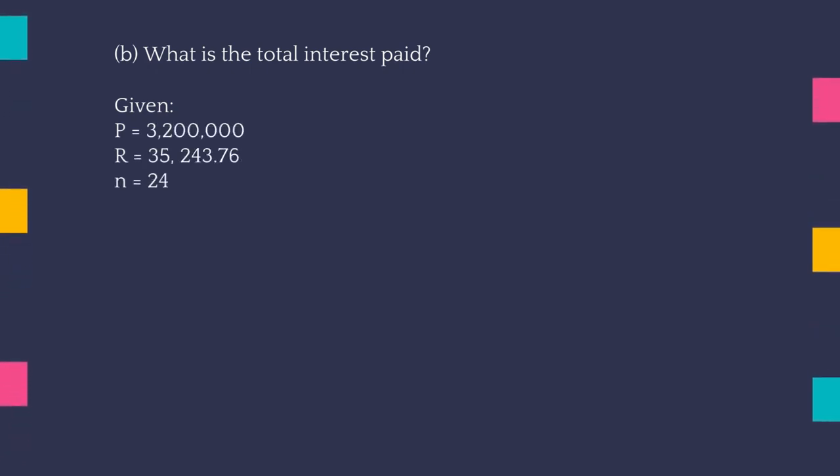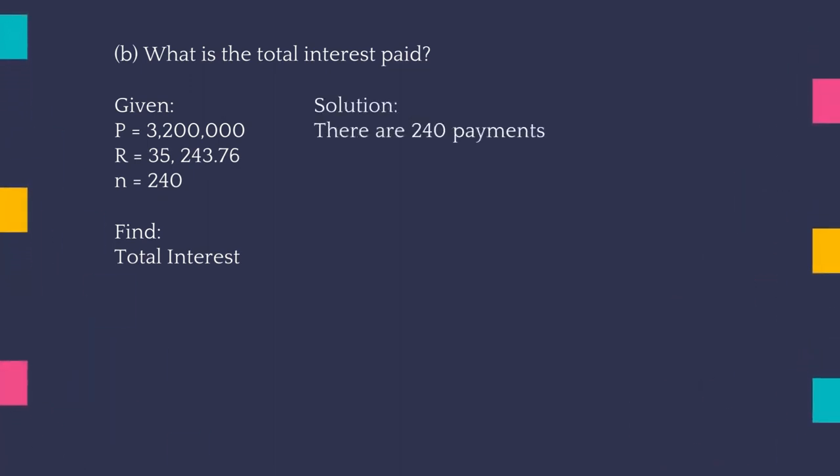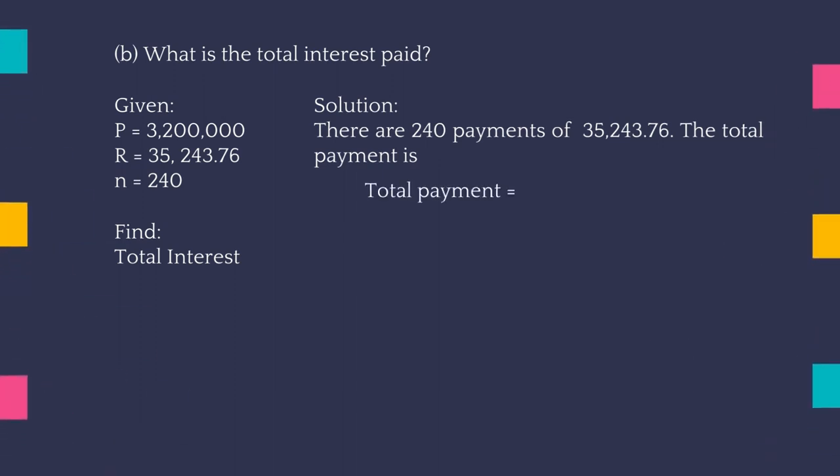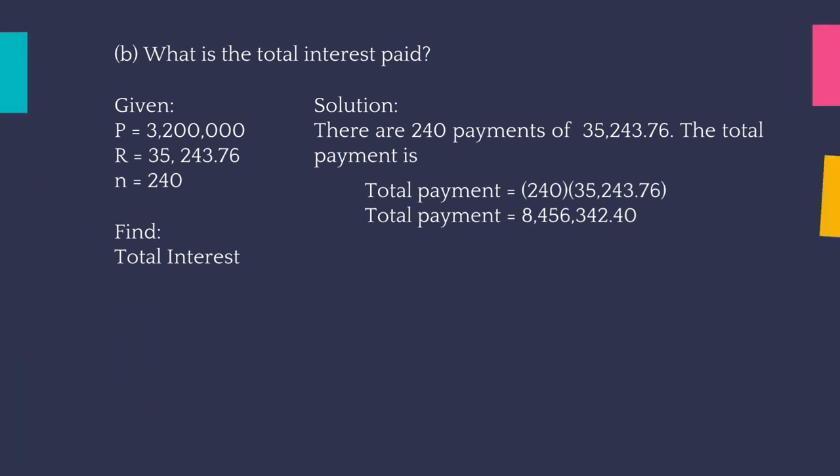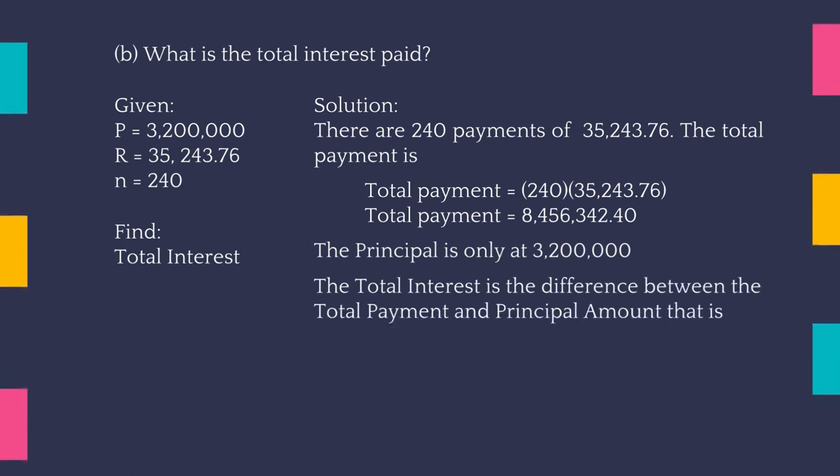So next, what is the total interest paid? The given for this problem is the principal equal to 3,200,000. The monthly payment, or R, is equal to 35,243.76, and N, or the number of payments, is equal to 240. So we need to find the total interest. In order to find the total interest, we need to find first the total payment. Total payment is equal to the monthly payment times the number of payments. So 35,243.76 times 240 is equal to 8,456,342.40.